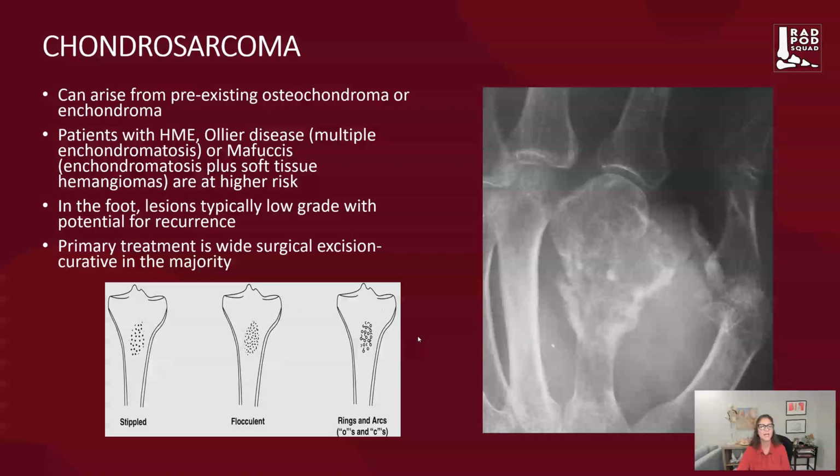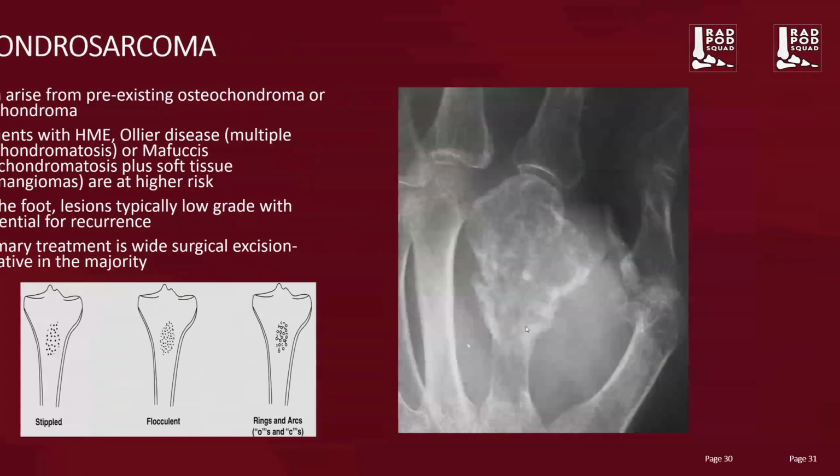Chondrosarcoma, these are lesions that can arise from pre-existing osteochondromas from the cartilage cap that we discussed in the benign lesion category, or even from enchondromas. Patients who have multiple types of lesions, either hereditary multiple exostoses or Ollier's disease or Maffucci's, being enchondromas with soft tissue hemangiomas, are at higher risk for malignancy. In the foot, lesions typically exhibit low-grade features with a potential for recurrence, and primary treatment of chondrosarcomas will equal wide surgical resections to be curative in the majority of cases.